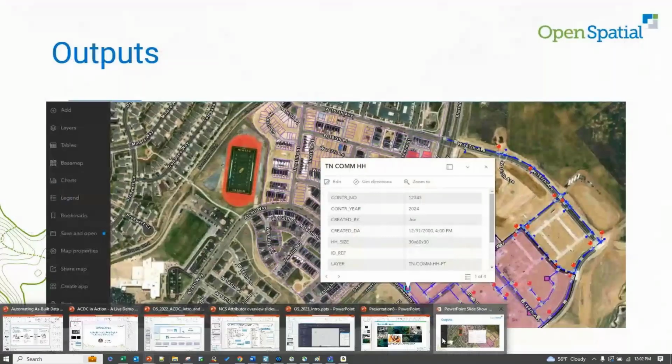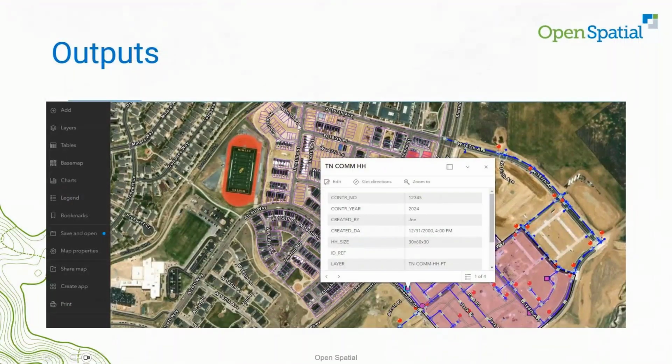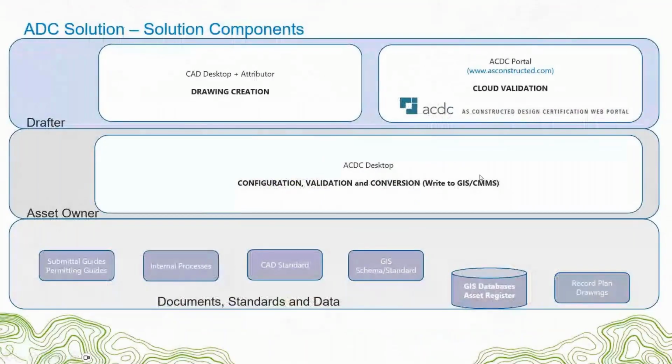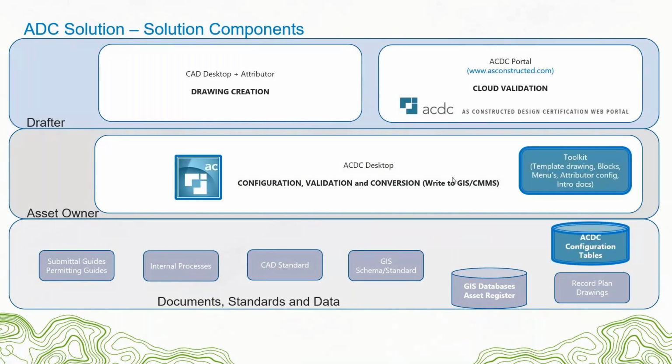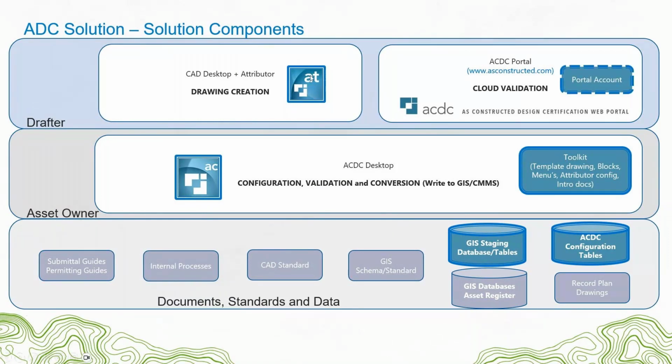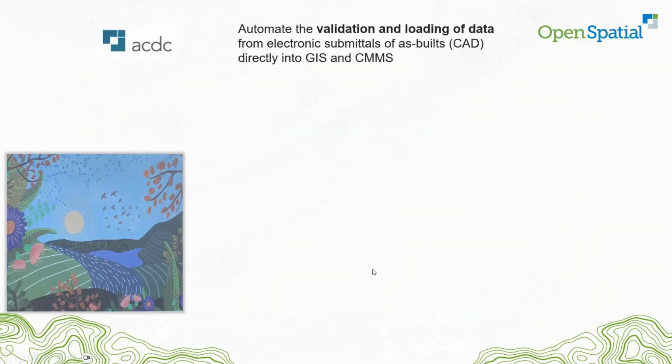I do mention, so there's these big blocks. The desktop covers in-house, hands-on in CAD and validation, but also configuration. The attributor with the toolkit does for drawing, and then the portal does a whole bunch of work there. And so these things highlighted in blue would be the sorts of things that the asset owner would put together. The attributor, configuration for ACDC, the toolkit, portal account, and obviously the input and output for what the definitions are and where the data goes. And so that then allows for this build out.